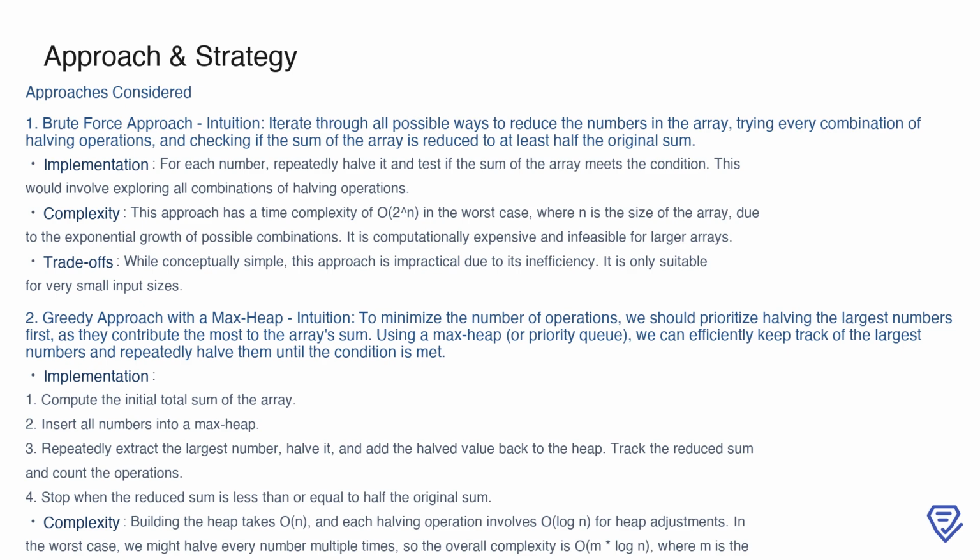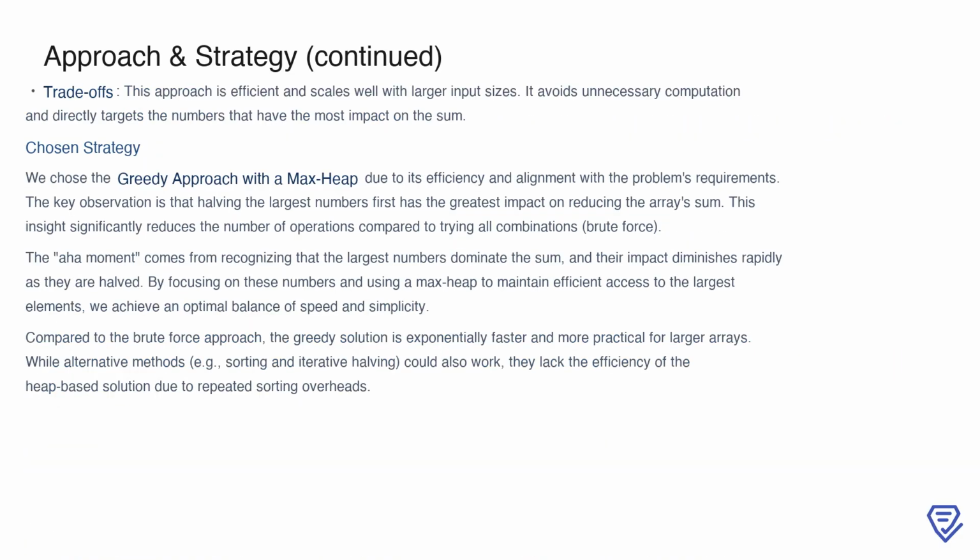In the worst case, where every number might need to be halved multiple times, the overall complexity becomes O(m * log n), where m is the total number of halving operations performed. Now, let's discuss the trade-offs of the greedy approach with a max heap and why it's the chosen strategy.